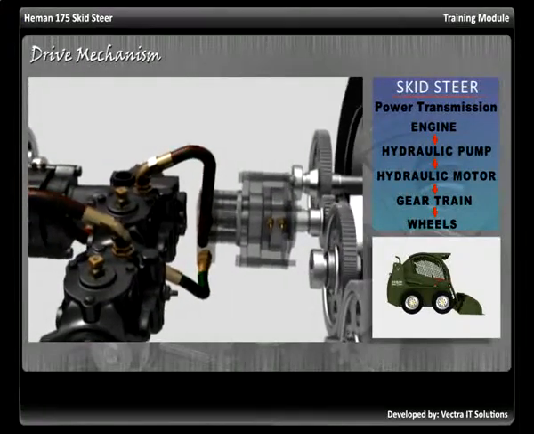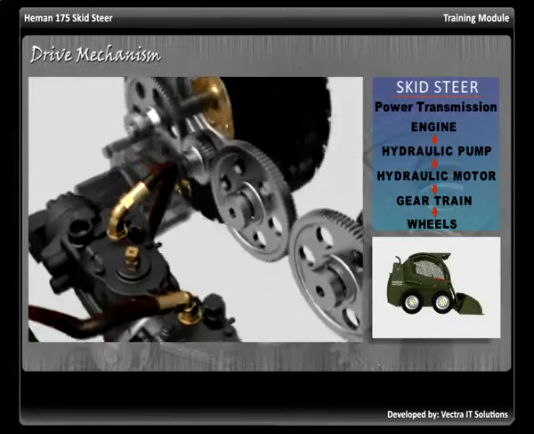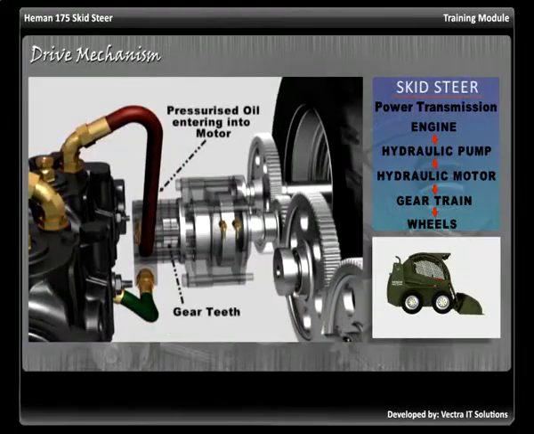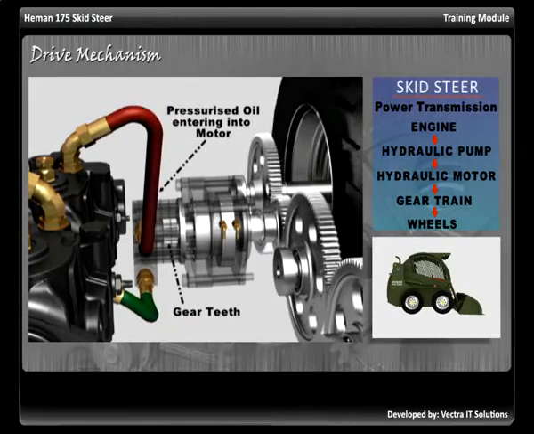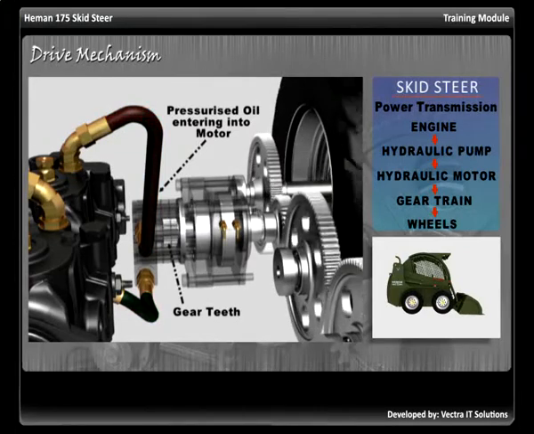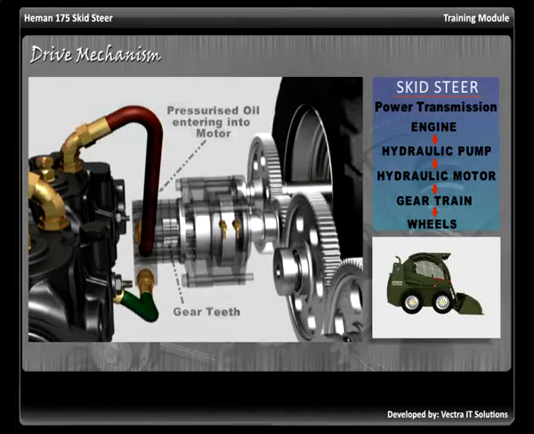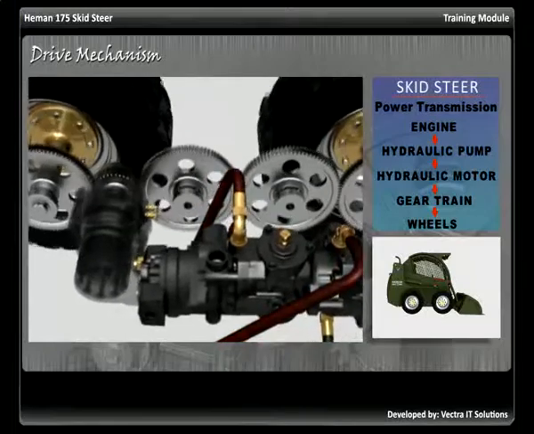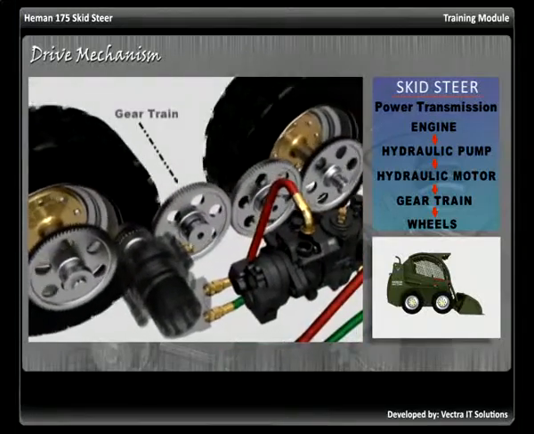Flow of the hydraulic oil into the sealed casing of the hydraulic motor spins the motor assembly. When the hydraulic oil enters the motor under high pressure, it actually pushes against the gear teeth of the motor, turning them around. The higher flow of oil into the motor results in faster motion of the motor. Likewise, little flow of the oil means slower motion of the motor. The power of the motor is transmitted to the wheels through a gear train.